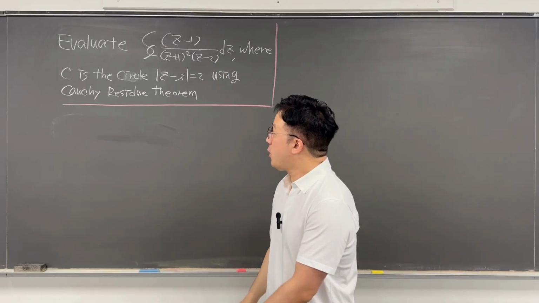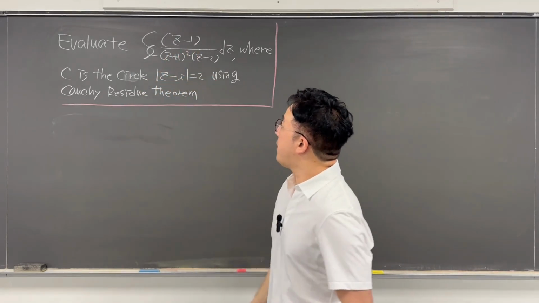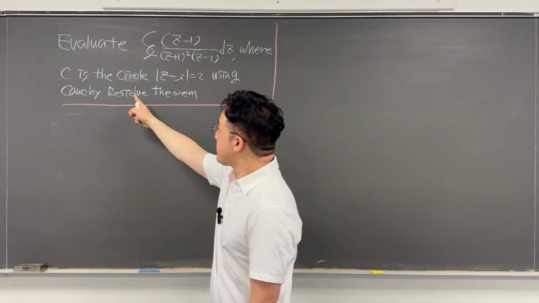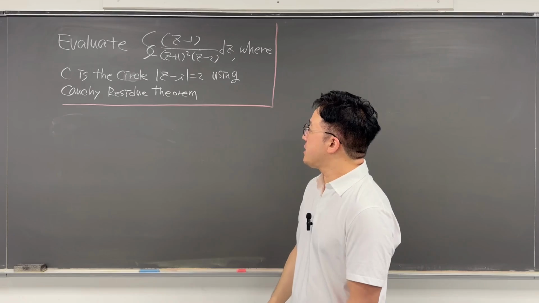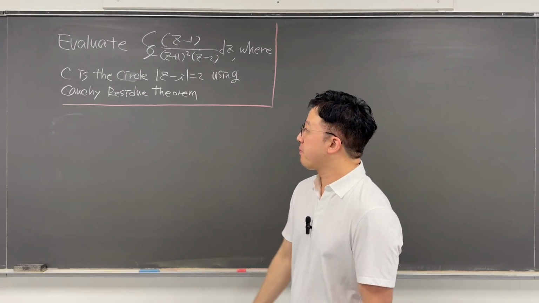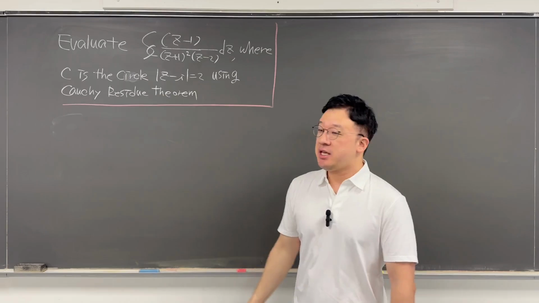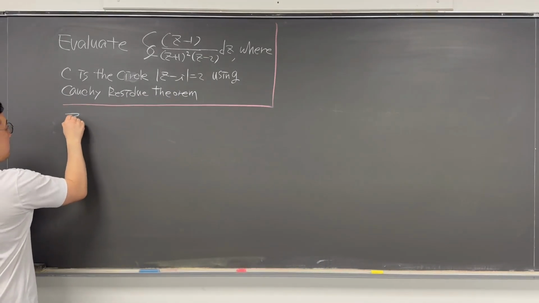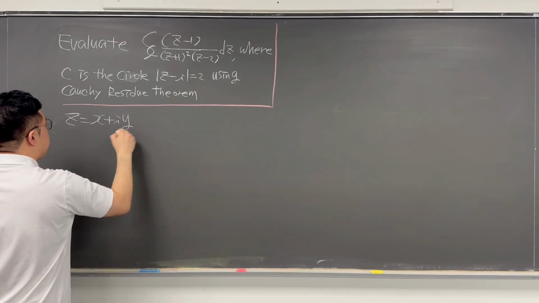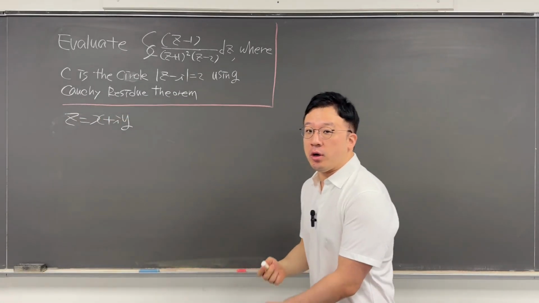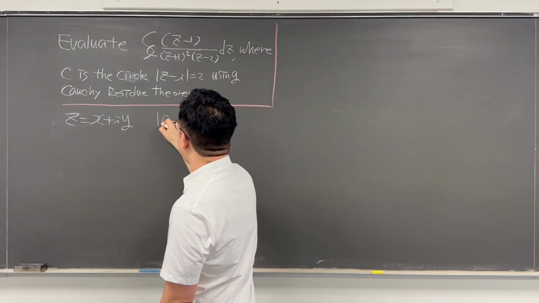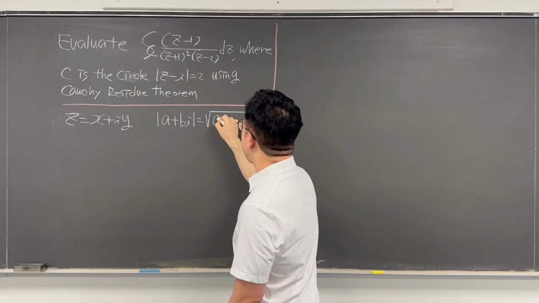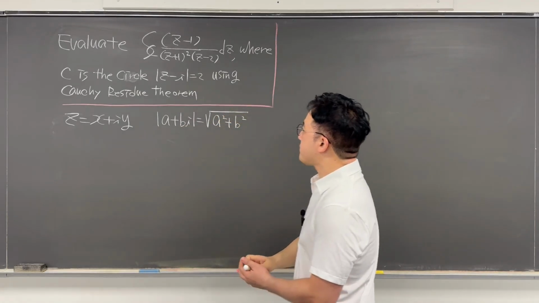Okay, here's an example. The question is evaluate this contour integral of z minus 1 over (z plus 1) squared times (z minus 2) dz, where C is the circle absolute value of z minus i is equal to 2, using Cauchy Residue Theorem. If you want to know how this absolute value of z minus i equal to 2 is a circle, we can represent z as the standard form of a complex number, that is x plus iy. Then use the complex arithmetic rule about the absolute value of a plus bi. This is the same as the square root of a squared plus b squared.